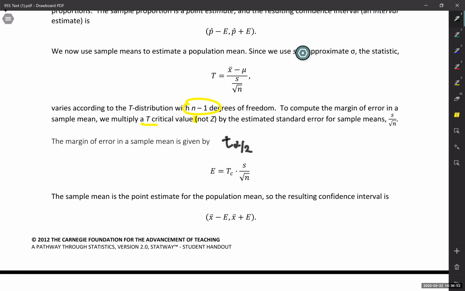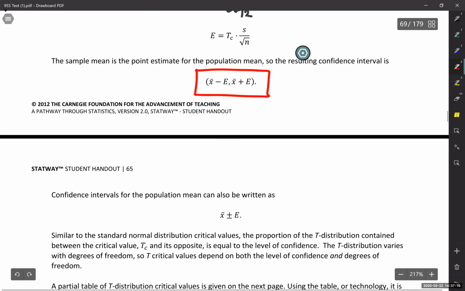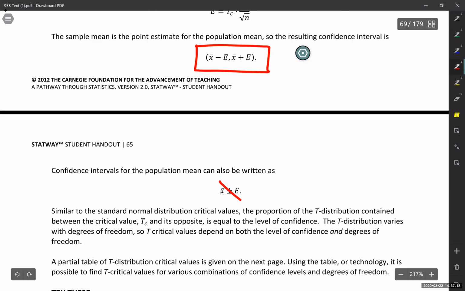And then we're going to multiply that by the sample standard deviation divided by the square root of n. And once we get that error, we are going to come up with our confidence interval, which is the mean minus the error for the lower value and the mean plus the error for the upper value of our confidence interval. And don't worry about this. We don't write it like that.